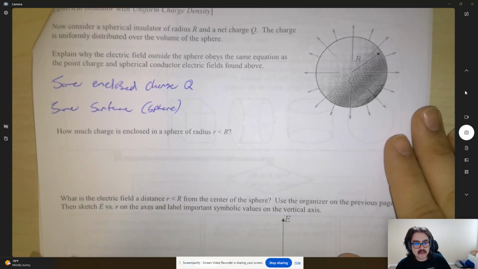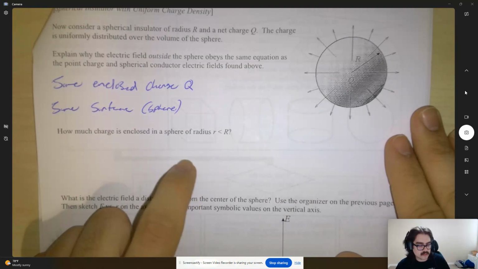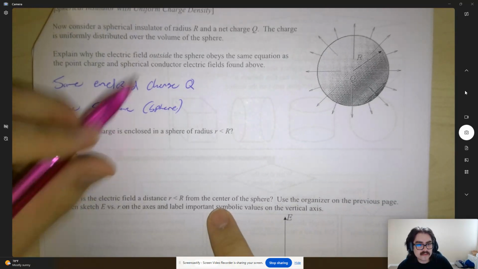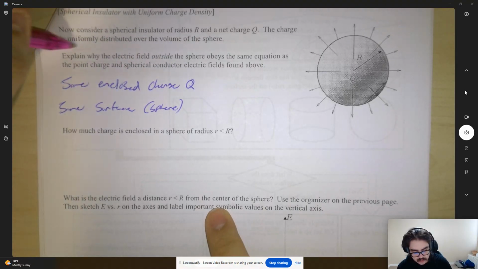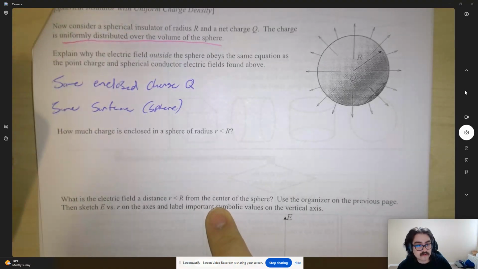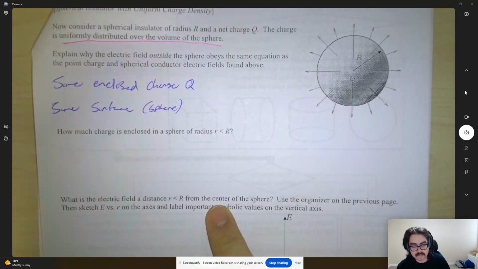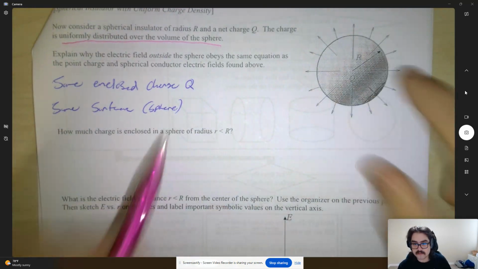How much charge is enclosed in the sphere? The way that you can solve this is using a very familiar method. Hopefully, it's at least somewhat familiar to you. If the charge is uniformly distributed over the volume of the sphere, then that means that the charge is all throughout the sphere, even down to the core. So all throughout the volume of the sphere, not just on the surface.